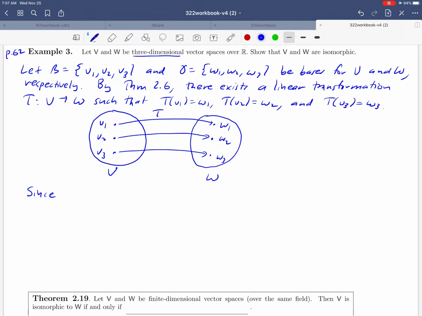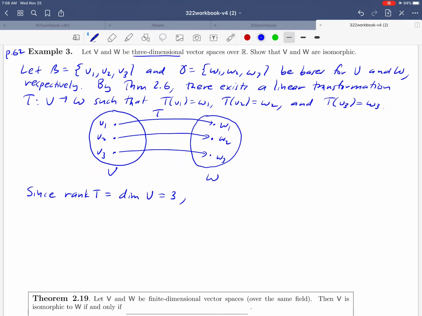Okay, I claim that the rank of T and the dimension of V are both equal to 3. Okay, let's think about that. So the dimension of V is equal to 3. That's just because we know that the three vectors V1, V2, and V3 form a basis for V. Okay, so we get a dimension of 3. And the rank of T, that's the dimension of the range of T, and the vectors W1, W2, and W3 form a basis for the range of T. Okay, so we get the same number of 3.